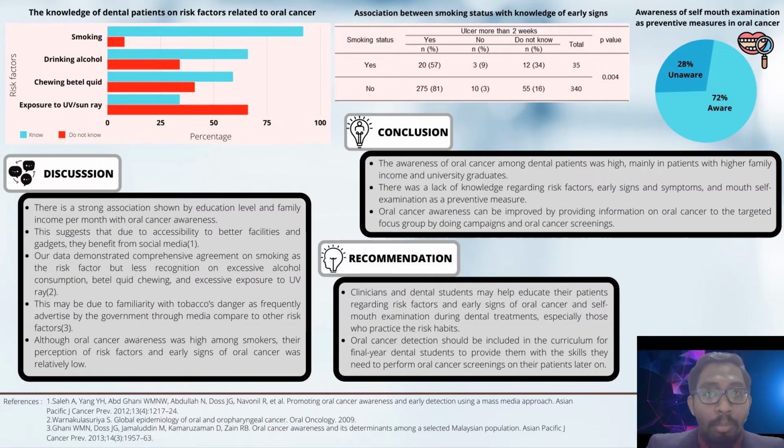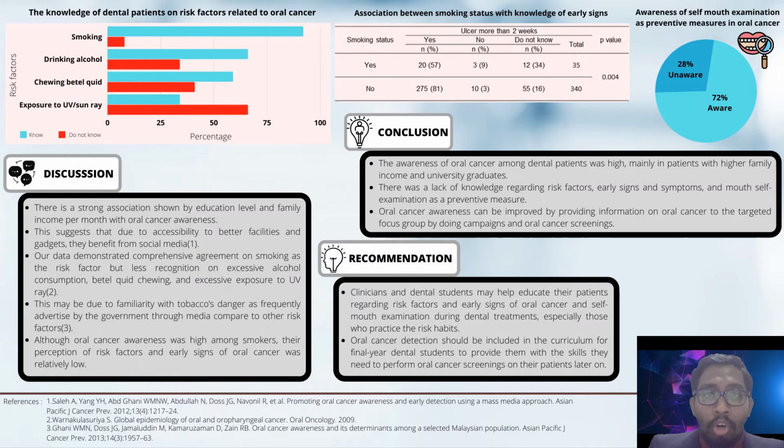Thank you, Suhaila, for a tremendous and excellent explanation of the first part of our poster presentation. Now, allow me to proceed with the second part of the presentation by bringing attention to this bar chart. This chart shows us the dental patient's knowledge regarding risk factors of oral cancer, which are smoking, drinking alcohol, chewing betel quid, and exposure to UV ray. The majority of them recognize that smoking is one of the risk factors of oral cancer. However, some patients didn't know that drinking alcohol, chewing betel quid, and excessive exposure to UV ray could contribute to the development of oral cancer.